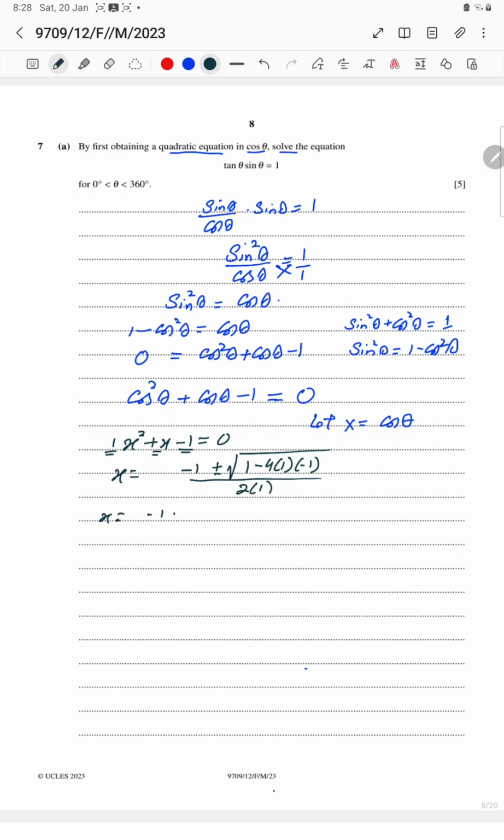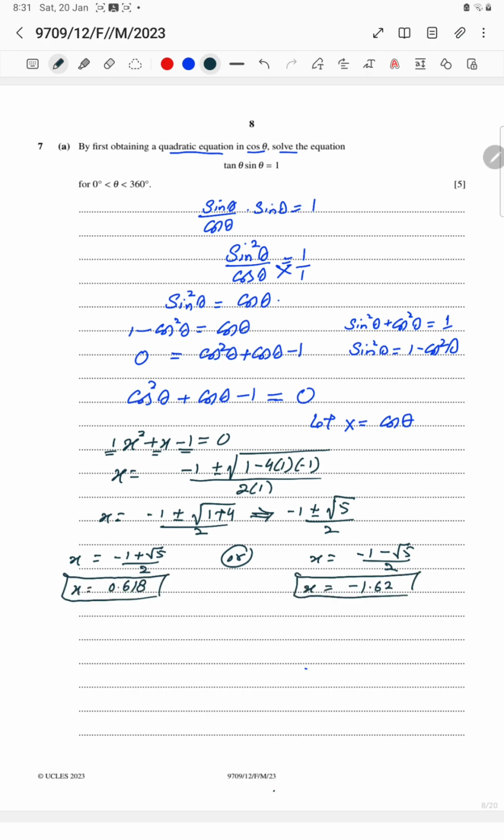So x will be minus 1 plus minus root 1 plus 4 over 2. We can write it as minus 1 plus minus root 5 by 2. So two answers. One will be minus 1 plus root 5 by 2, or the second one is x equal to minus 1 minus root 5 by 2. Further, you can solve this by using a calculator and write the result in decimal up to 3 significant figures. Okay guys, even in decimal you can write up to 3 significant figures.